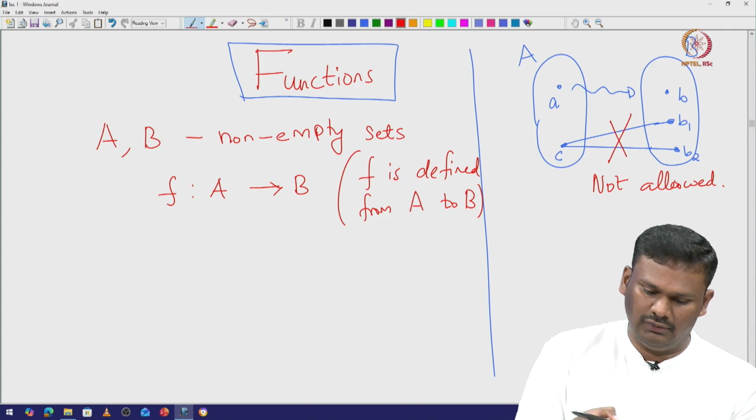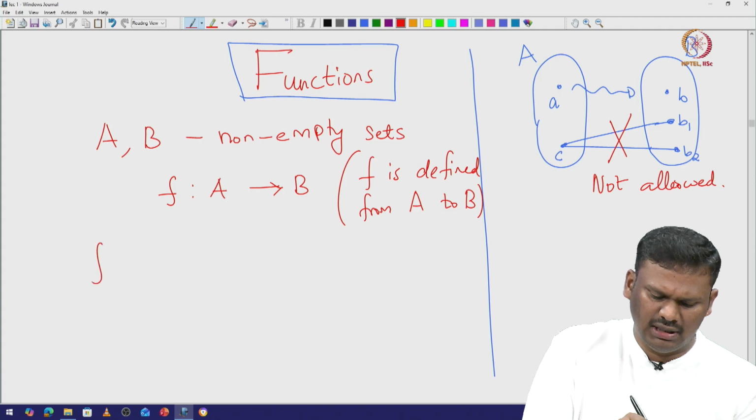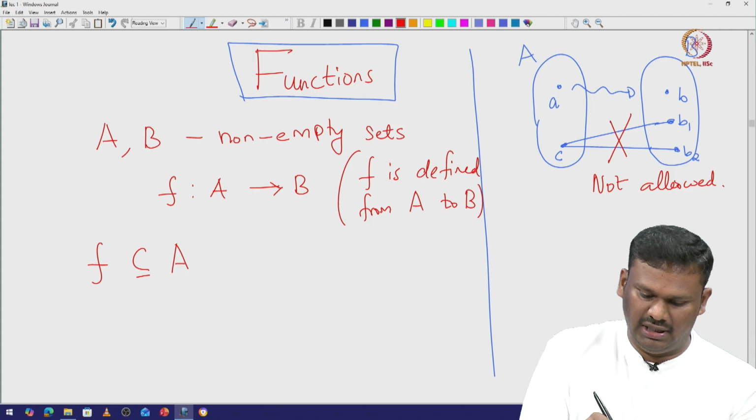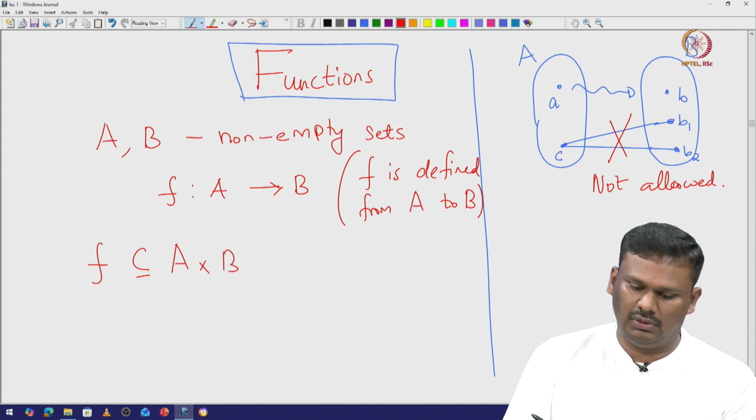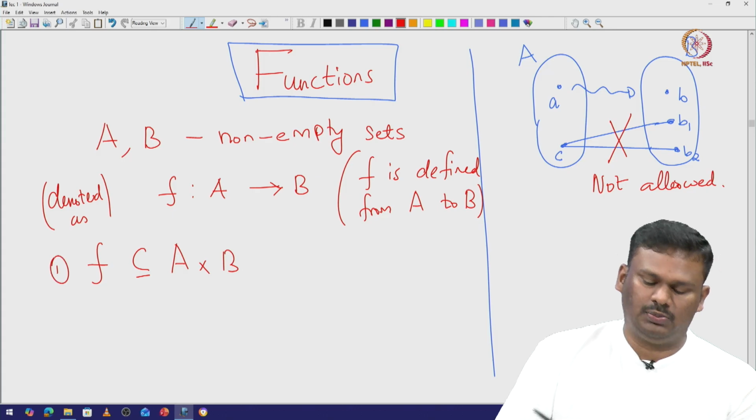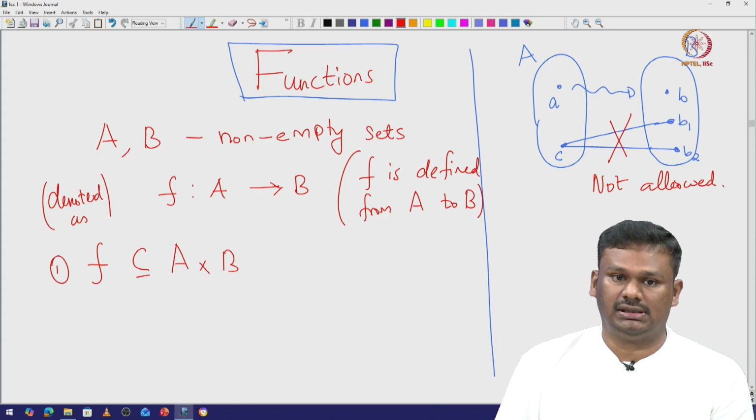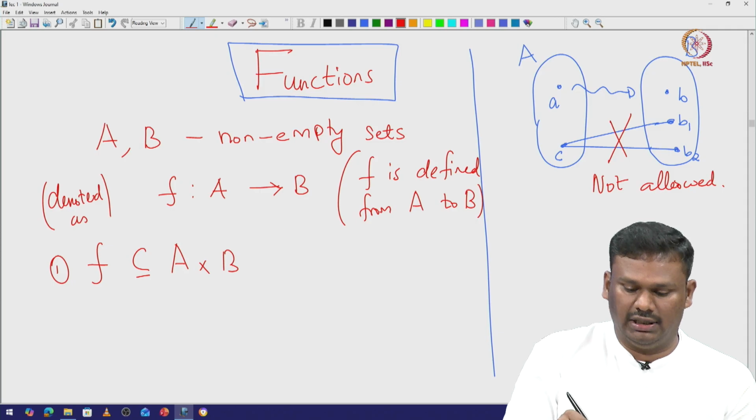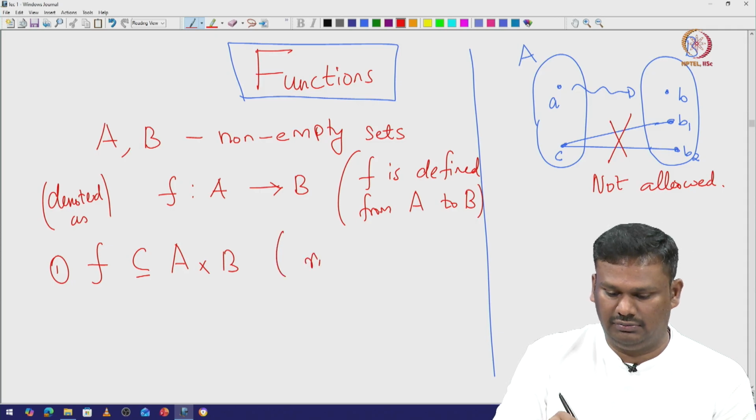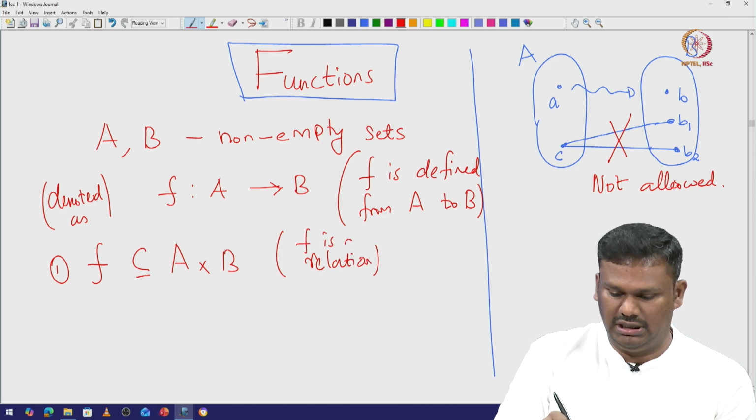So, now what is a function? f is indeed a relation. That means this is a subset of A cross B. This is how it is denoted, and the very first property of the function is that it is a subset of A cross B. So, that means a function, to begin with, is a relation. So, f is a relation.